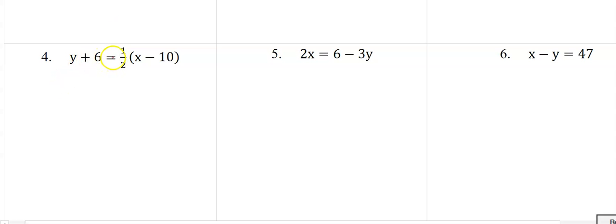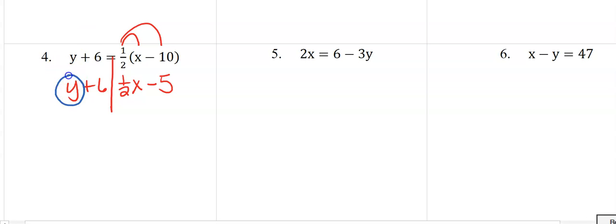So let's go over to this problem right here. What do I need to get by itself? The y. Whoa, before you do anything, what does PEMDAS tell you to do first? The P in PEMDAS is parentheses. So I have to get rid of these parentheses before I can do anything else. So 1/2 times x is 1/2 x. Half of -10 is -5. Now, what do I want to get by itself? I want to get the y by itself. What do I need to get rid of? What's by it? The +6. How do you get rid of the +6?